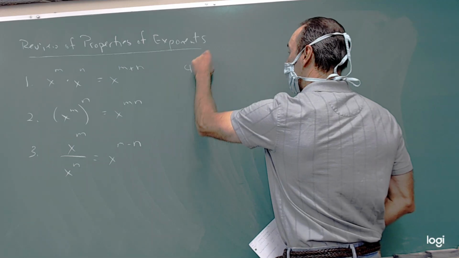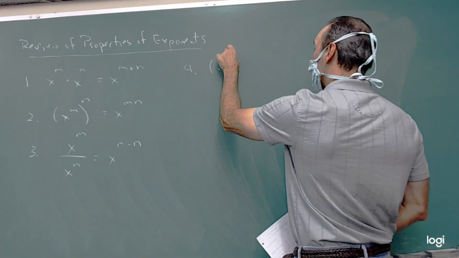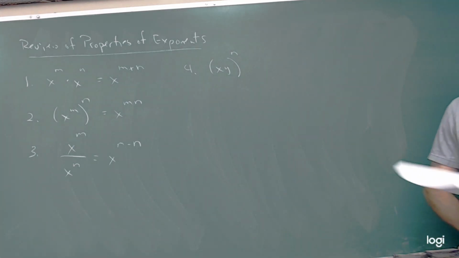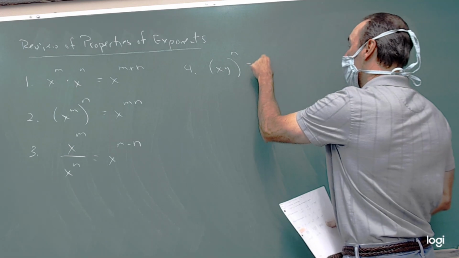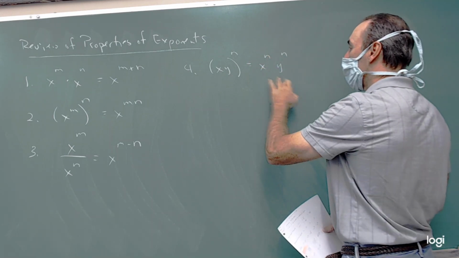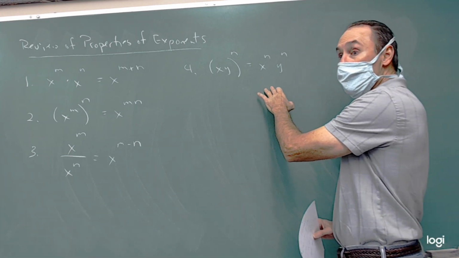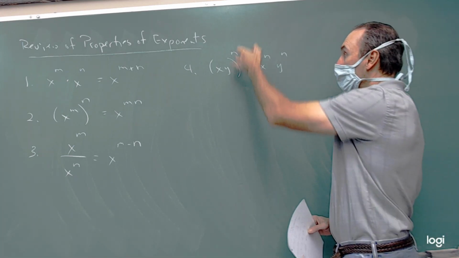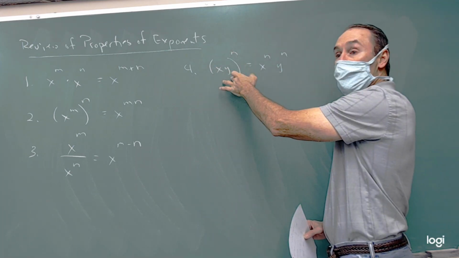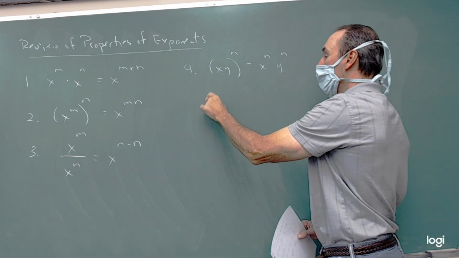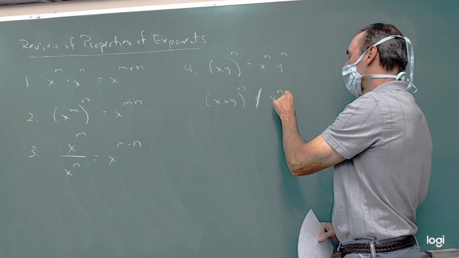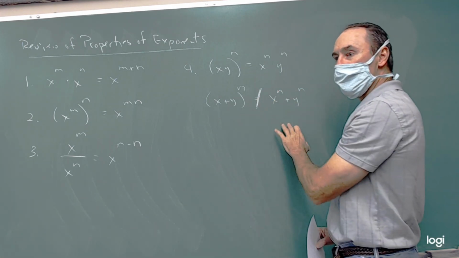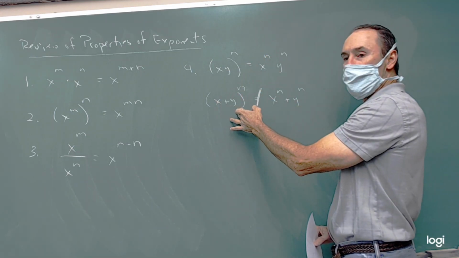If we have two things being multiplied and then raised to a power, then what does that equal? Good. Just as a warning, this is not a distributive property of exponents. So we don't distribute the exponent over an addition or a subtraction. And this is the one that just kills people. This you cannot say is x to the m plus y to the m. That is not true.